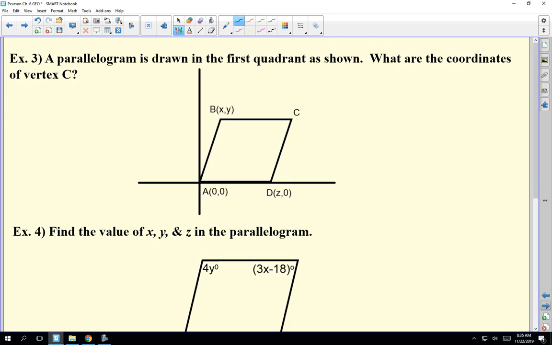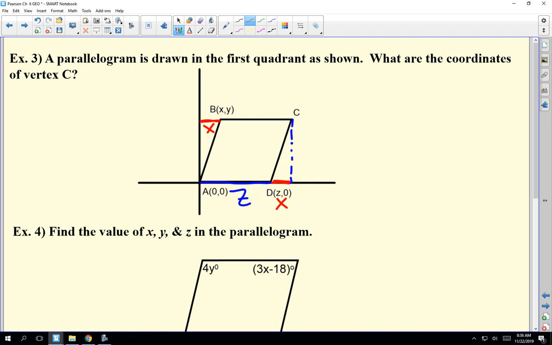All right, so the parallelogram is drawn, the first quadrant is shown. What are the coordinates of vertex C? So how can we figure out vertex C? Well, here we have Z, from here to here is Z. That's the distance of Z. From here to here, let's draw it. See that little red piece right there? That's the same distance that B is horizontally away from there. So I could call that red piece x here, and I could call it x right here.